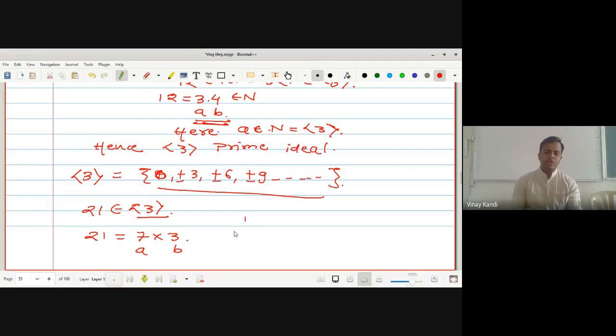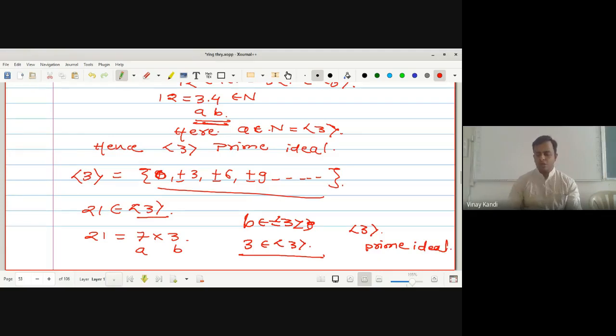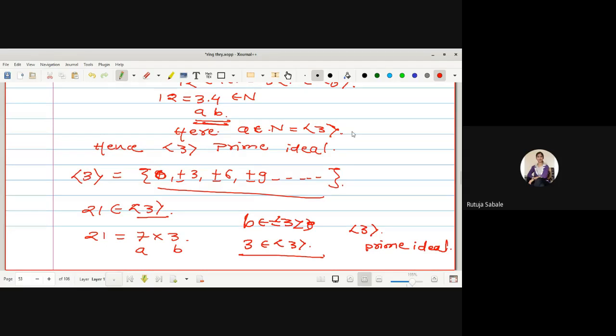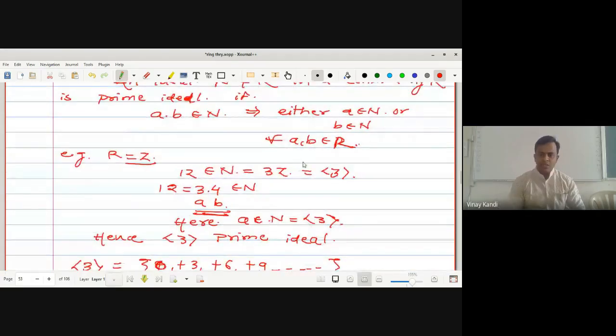So here what we get? b belongs to 3Z. Okay, what is b? 3 belongs to ideal generated by 3. Hence, ideal generated by 3 is the prime ideal. Okay, any doubt? Yes, sir. इथे महत्वाचं काय हे कंडिशन ऑल ए बी हेच विसरतात सगळे, एकासाठी नाही प्रत्येकासाठी ट्रू व्हायला पाहिजे.